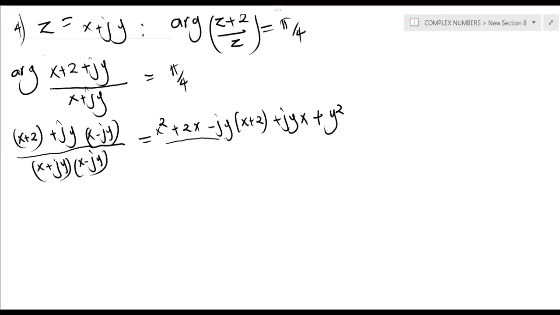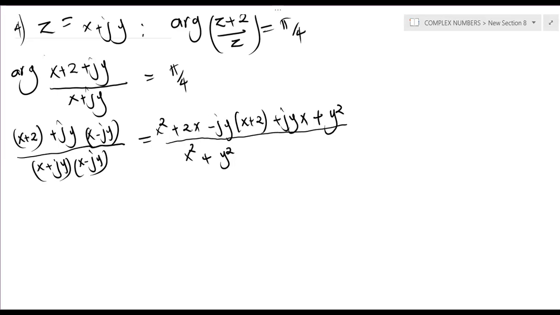And then all this is divided by, so if we evaluate this, this is a difference of 2 squares. It will give us x squared. j and j gives us a minus, so this will be plus y squared. Okay, fine.